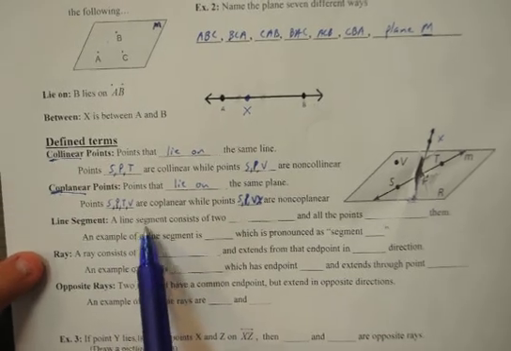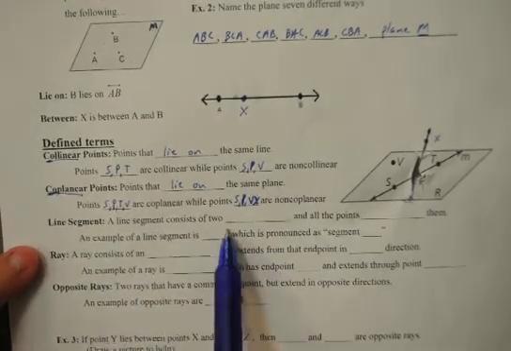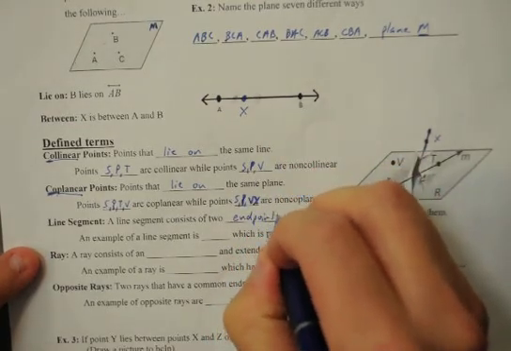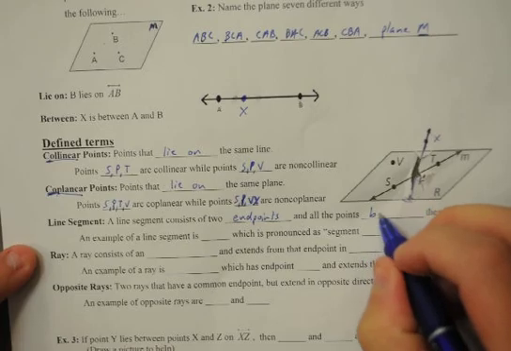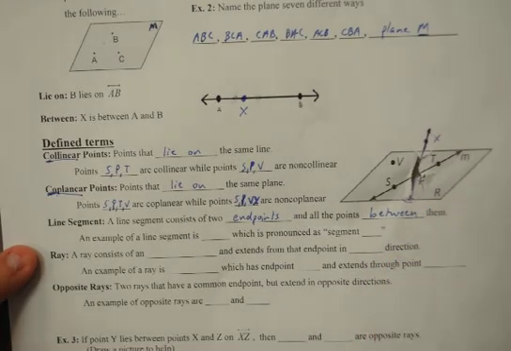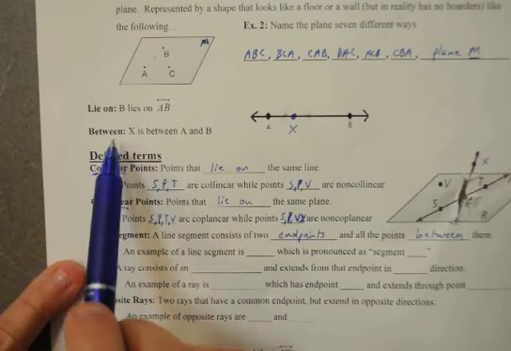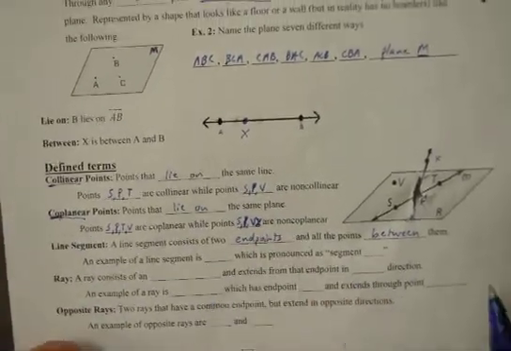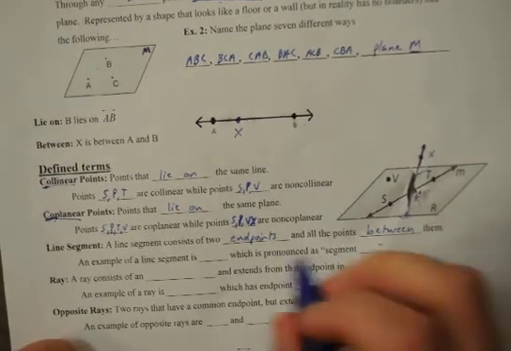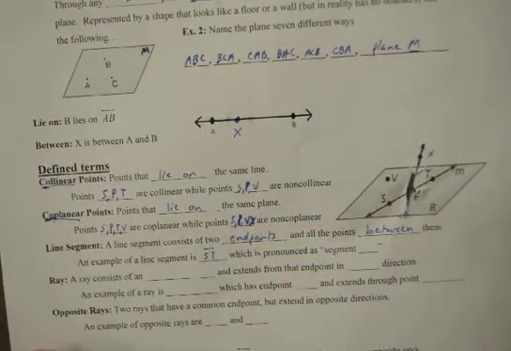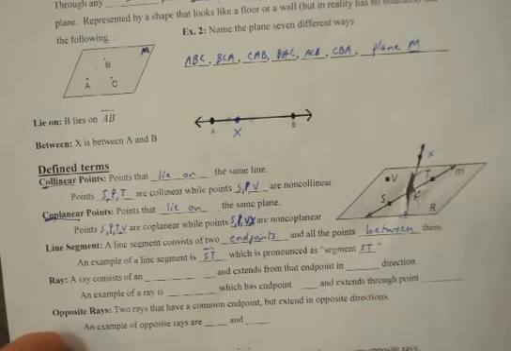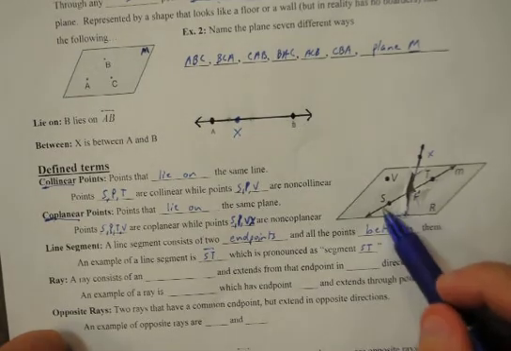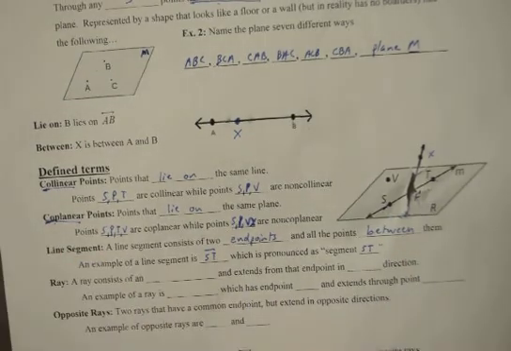Line segment. A line segment consists of 2 endpoints and all the points between them. So now we discuss the word between, I can use it to make new words. An example of a line segment is, for example, line segment ST, which is pronounced segment ST. Segment ST is the same thing as segment TS. So segment ST and segment TS are exactly the same.